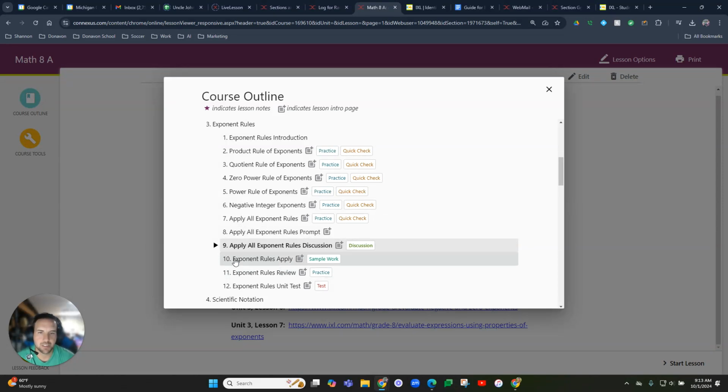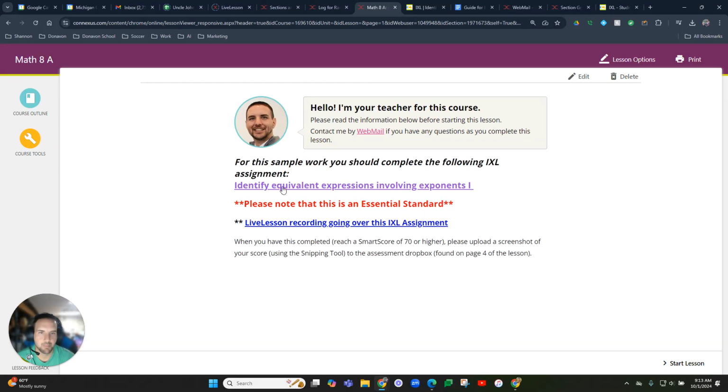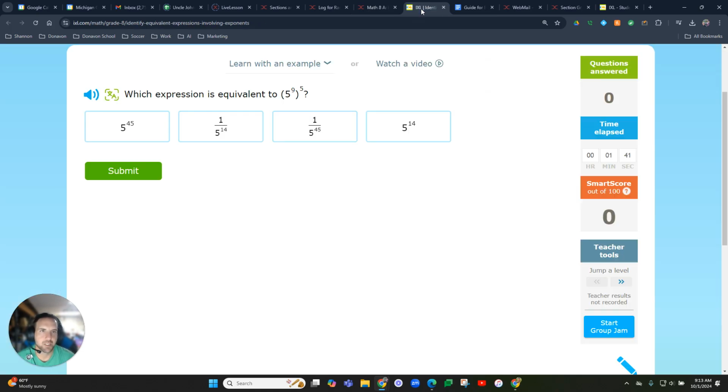But when you get to Lesson 10, that is the sample work assignment, and you'll need to click on this lesson, Identify Equivalent Expressions Involving Exponents. And here will be where this recording will go. And it is an essential standard, so it is something that is super important for you to understand going on to Algebra and Algebra 2 as you get into high school.